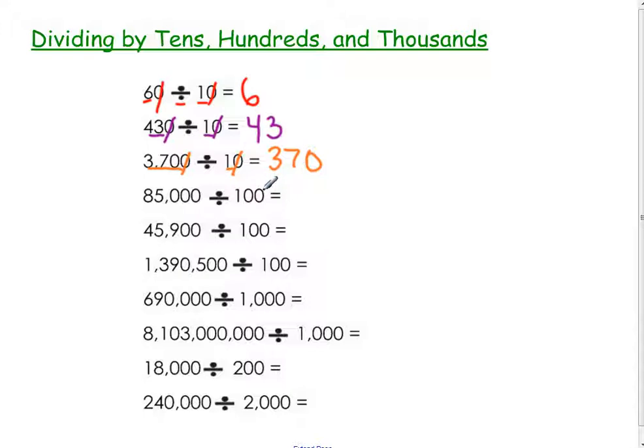Now this divisor has 2 zeros, so we cancel out 2 zeros, and since we took away 2 zeros in the divisor, we're going to take away 2 zeros in the dividend. What is left over is 850 divided by 1, which is 850.